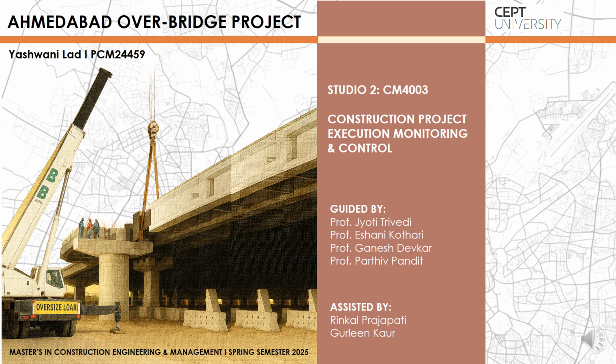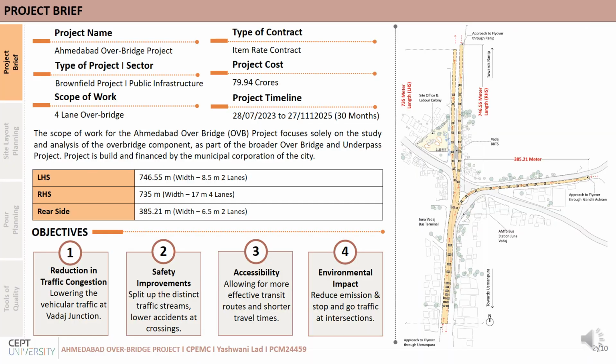Hello everyone, myself Yashwani, and I will explain the project of Ahmedabad Overbridge, which we took as a project for Studio 2, which is Construction Project Execution Monitoring and Control. The project is a public infrastructure brownfield project, and it is a 4-lane overbridge project with a cost of 79 crores, which is to be completed within the span of 30 months.